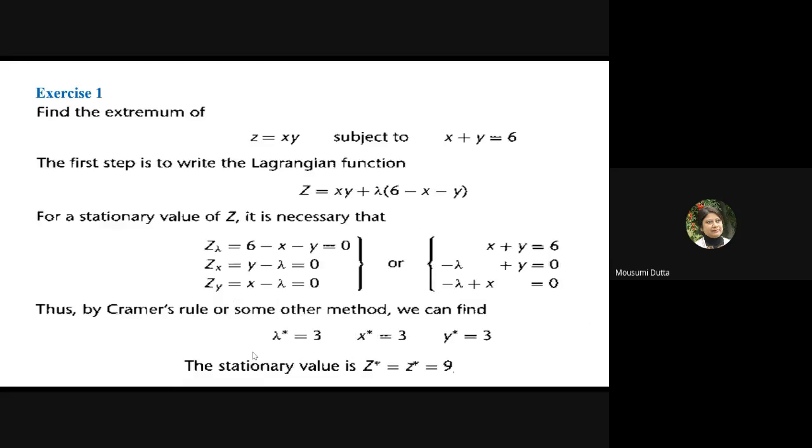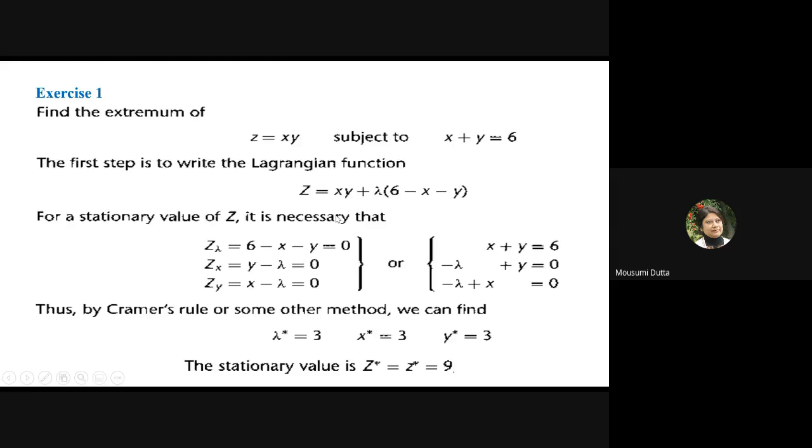I think it will be easier to understand if we look at one example. We want to find an extremum: z is equal to xy subject to the constraint x plus y is equal to 6. Now we combine this: xy plus lambda times (6 minus x minus y). If you consider x plus y minus 6, don't forget to consider minus lambda.